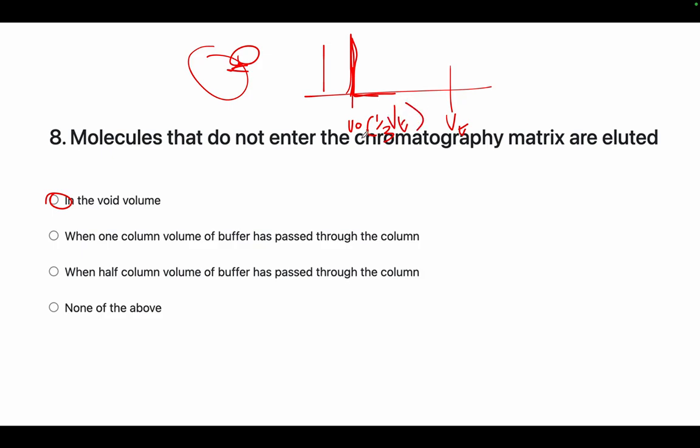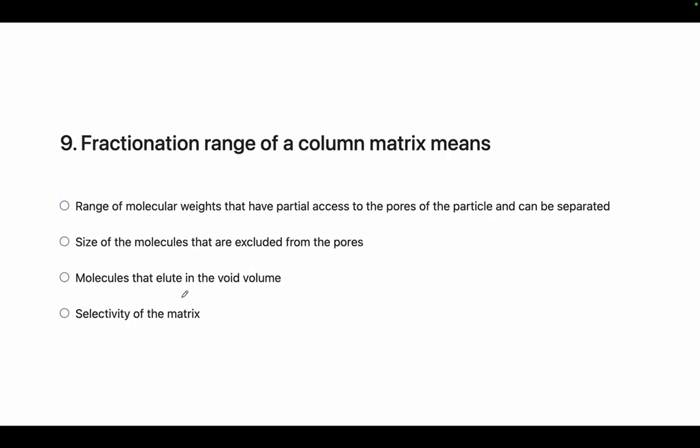Okay, so these molecules enter in the void volume. Fractionation range of a column matrix means dash. Is it the range of molecular weights that have partial access to the pores of the particle and can be separated? Yes, this seems correct. What are the other options?